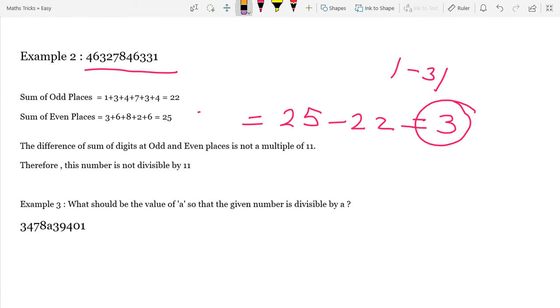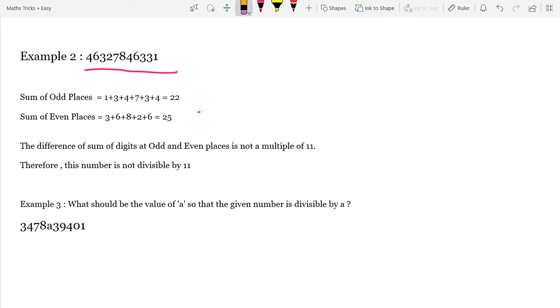Let me just erase this for clarity purposes. Now let's take another example, which is a simple twist on the same concept that we have learned here. Take your focus on example 3. It says: what should be the value of a so that the given number is divisible by 11?